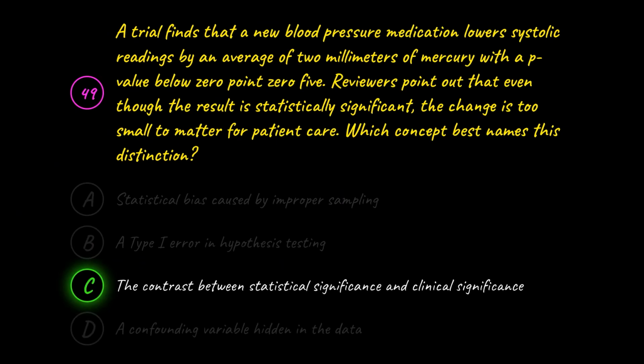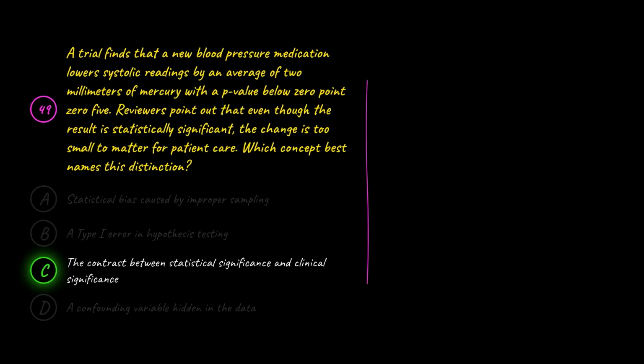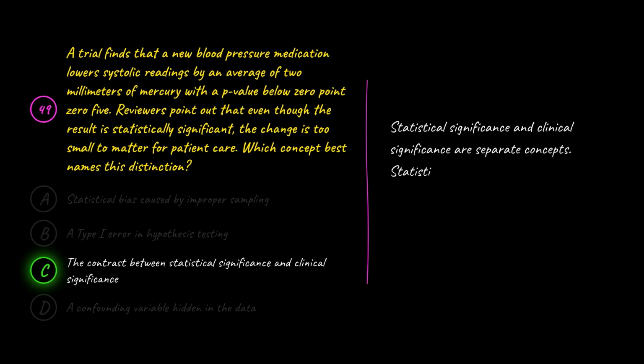The correct answer is C. The contrast between statistical significance and clinical significance. C is correct because statistical significance and clinical significance are separate concepts. Statistical significance means the observed effect is unlikely to be due to chance, while clinical significance means the effect is large enough to matter in practice.